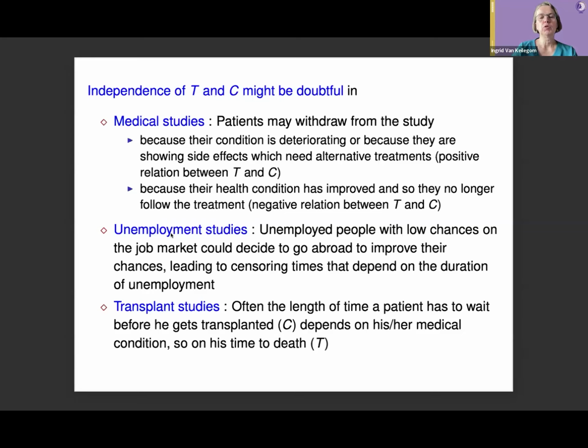Or you might have the opposite situation, so a patient who is feeling very healthy and decides to stop the treatment. Then again, the fact of stopping and so being censored is related to his health and so to the survival time. In the first case, it might be a positive relation between T and C. In the second case, it's a negative relation. Okay, here you see a few other examples coming from economics or from transplant studies, where again, you might argue that censoring happens for reasons that are related to the survival time, and that then creates dependent censoring.